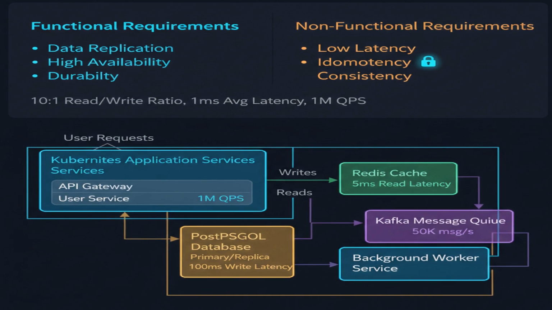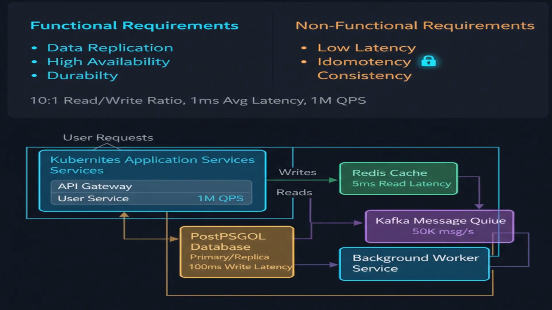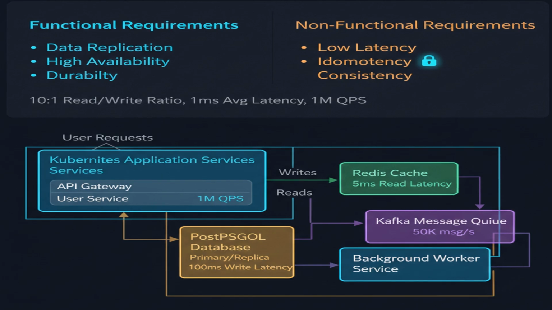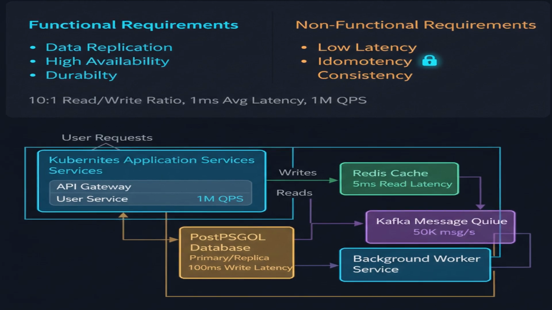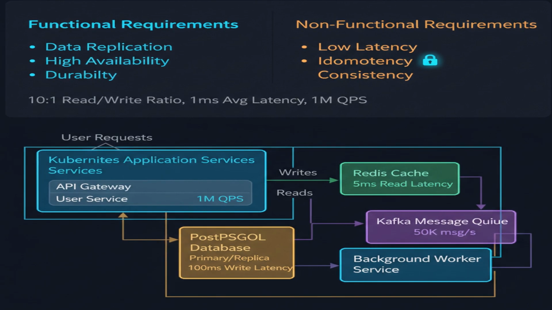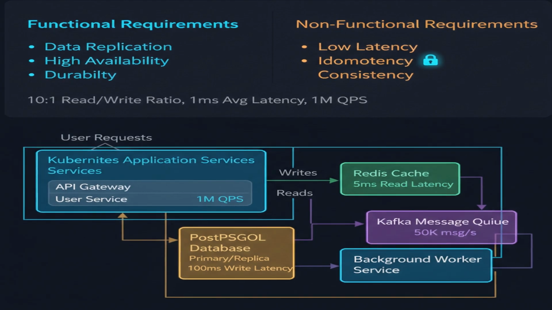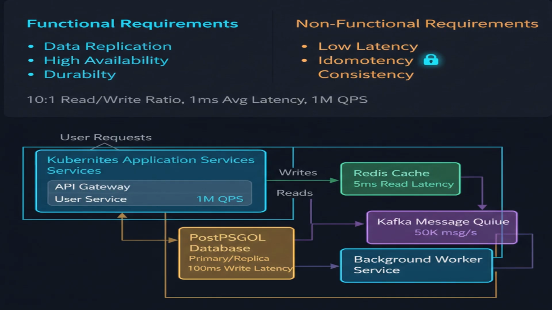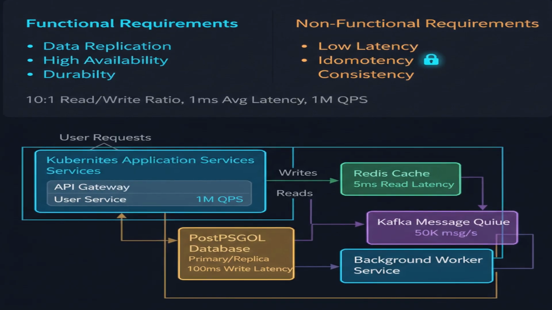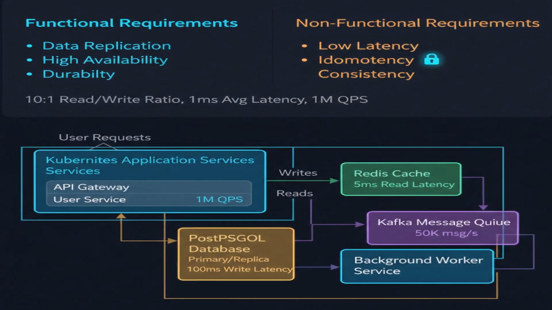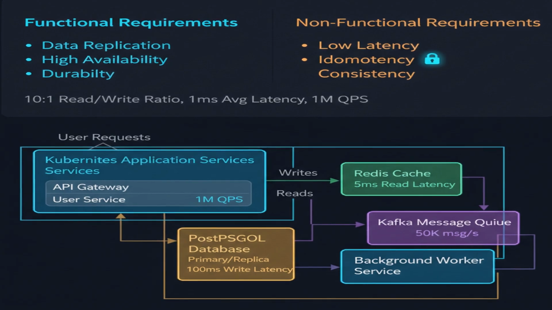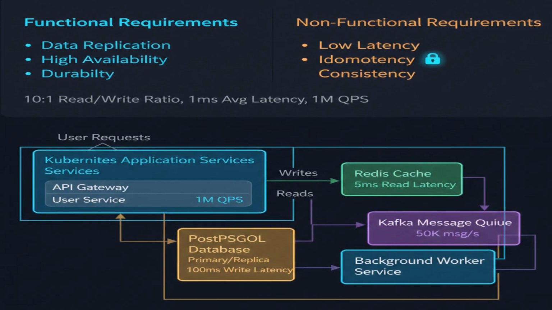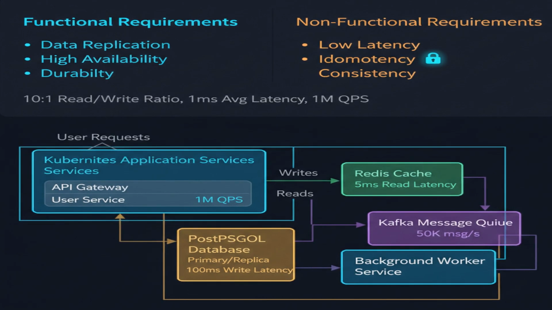We'll assume a 10-to-1 read-write ratio and a need for eventual consistency for most data, with strong consistency for critical user data like financial transactions. A critical requirement is idempotency, meaning operations can be retried without unintended side effects, especially important in distributed systems. Idempotency ensures that even if a write request is sent multiple times due to network issues, the data remains consistent.